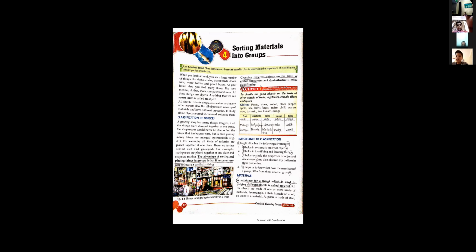What is sorting? We have discussed in the previous chapter, Fibre to Fabric. Sorting is unko groups mein divide karna, right? There we did the sorting for the fleece of sheep, according to their fineness, their texture, their softness, their color.